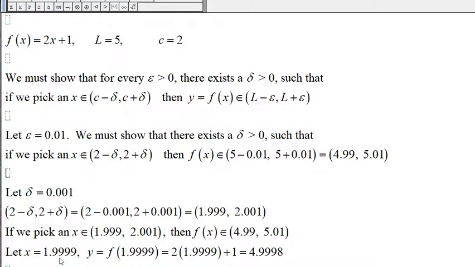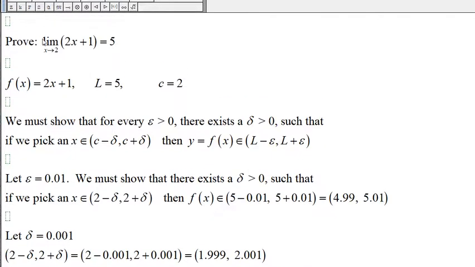And so let's pick 1.9999, which is inside of this interval, inside of this delta interval. Then the corresponding y value, f of 1.9999, will be 4.9998, which is inside of this interval. But we have to show that this is true for any epsilon. This is just one epsilon, epsilon with value of 0.01.